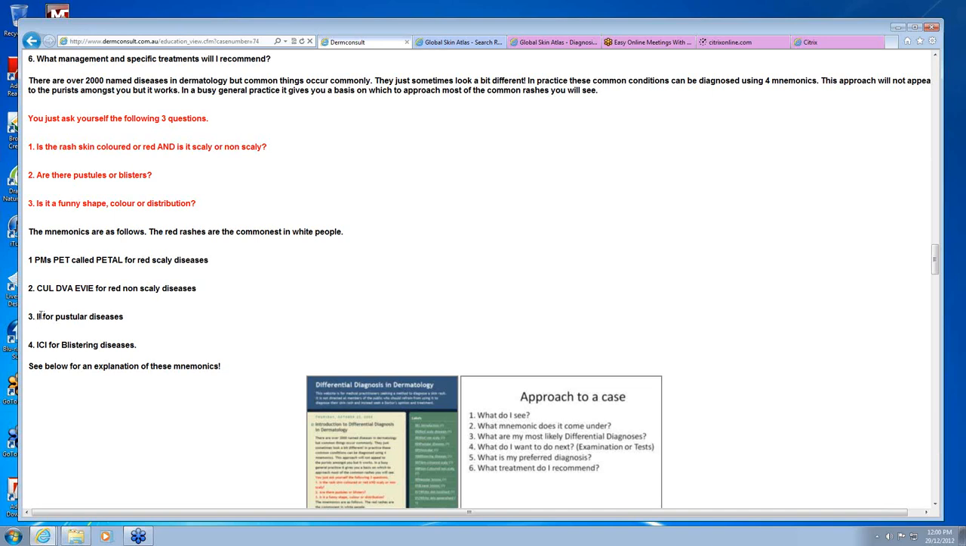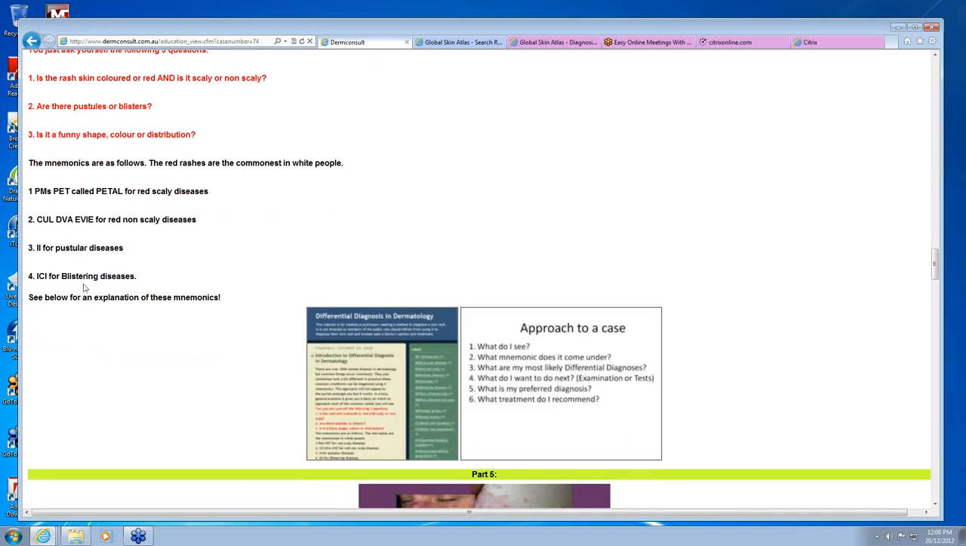Pustular diseases, II: infective or inflammatory. And inflammatory is usually either drug or psoriasis. Infective can be viral, bacterial, or fungal. Blistering diseases, ICI. Again, infective: viral, bacterial, or fungal. C for contact dermatitis, and I for both inflammatory and immunological. So inflammatory blistering diseases, again, can be drugs, can be insect bite reaction, can be polycythemia, can be porphyria cutanea tarda. And the immunological is the range of the immunological blistering diseases.